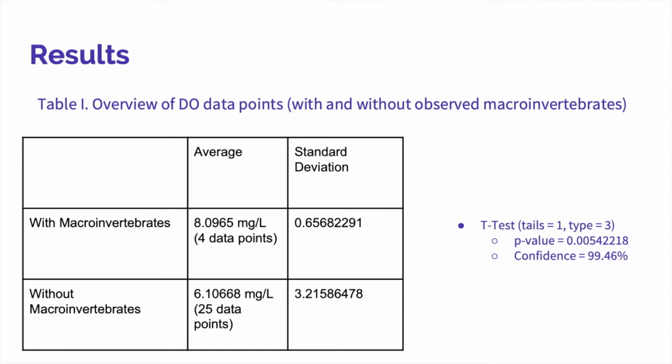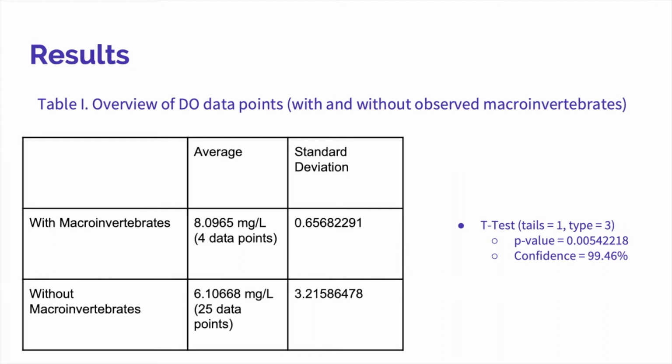3.215864. With these points, I was also able to conduct a t-test, where the first distribution input was DO measurements with no macroinvertebrate observations. The second was with macroinvertebrate observations. Tails 1 was used because of the previous prediction that higher DO levels would present more organisms, and type 3 was selected because of the disparity between each distribution sample size.